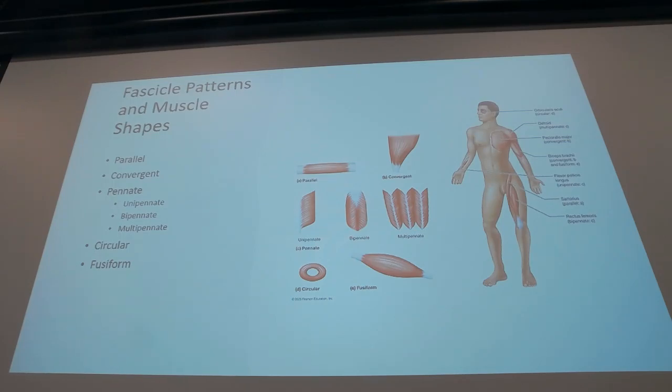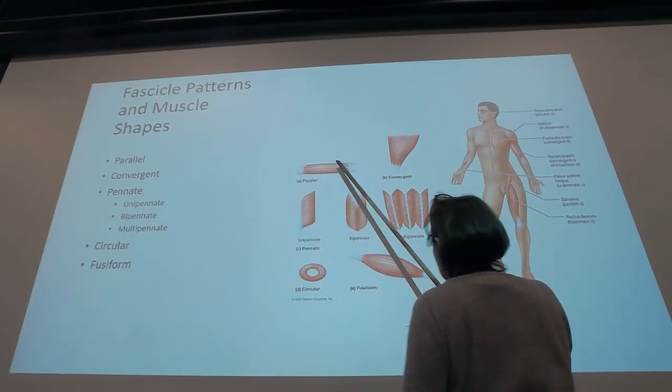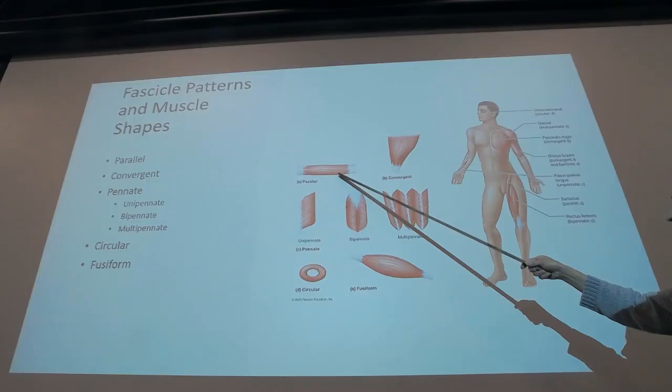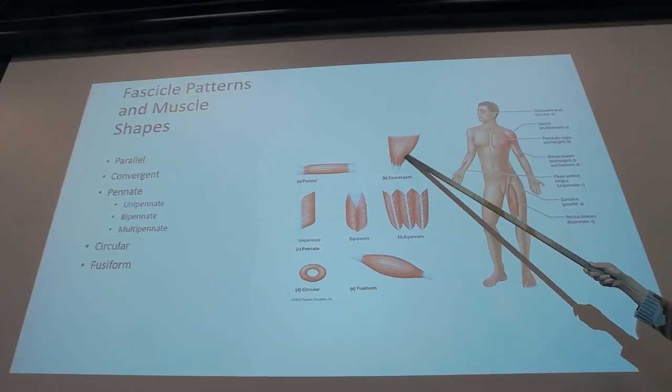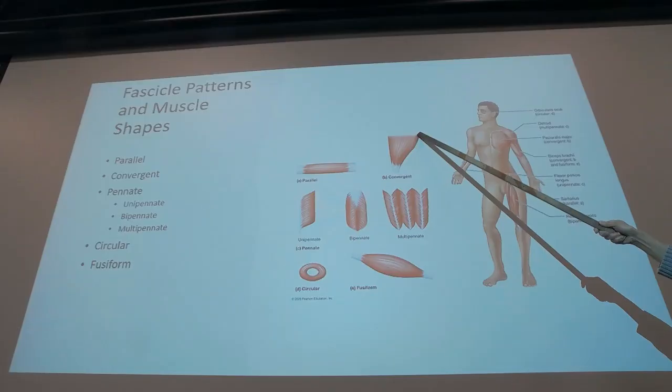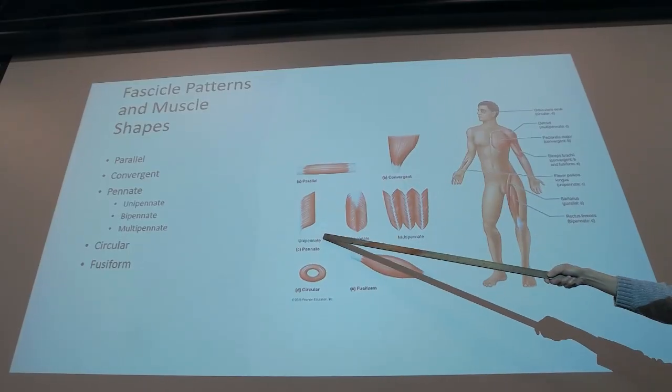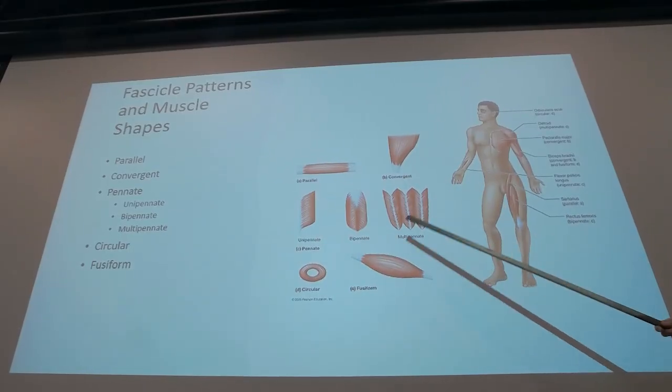So here is the view of all of these arrangements for the fascicles. The fibers in the fascicle run next to each other, that's parallel. Starting broad, ending into a single point, that's convergent. It looks like a triangle. These are the different pennate types.